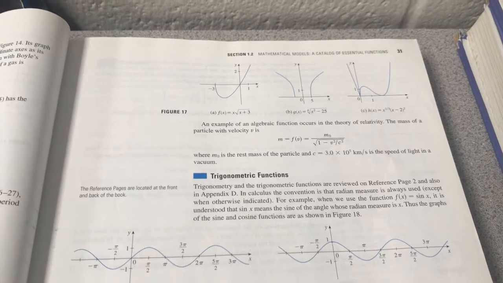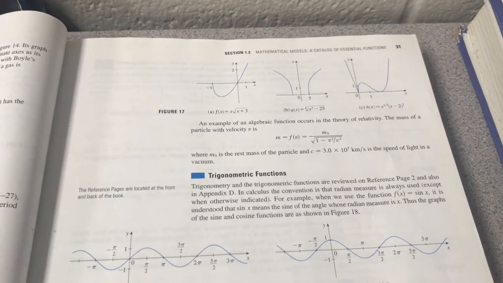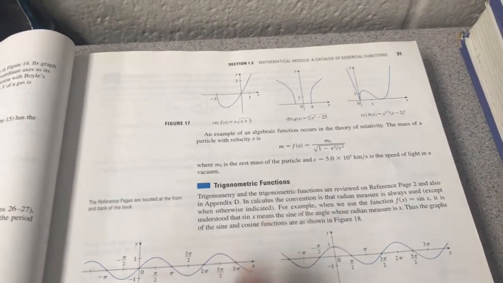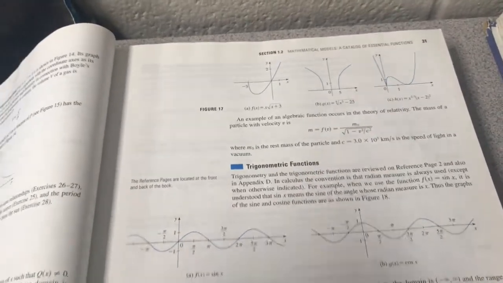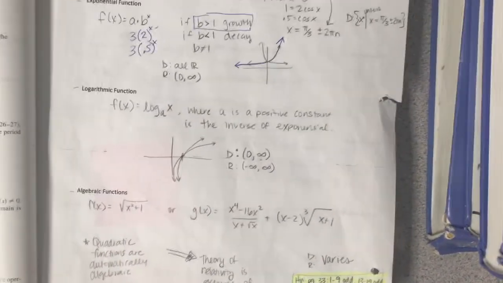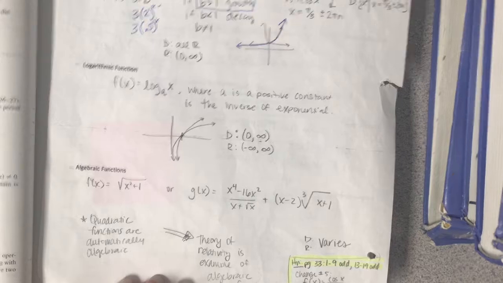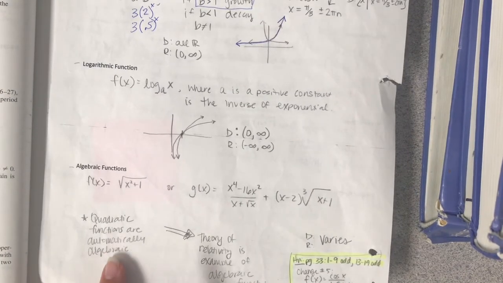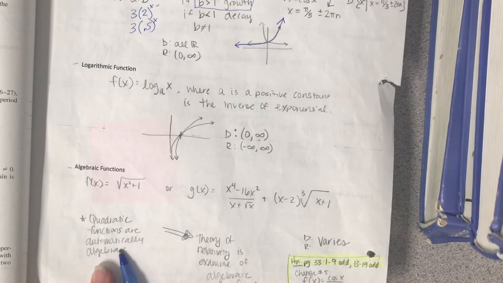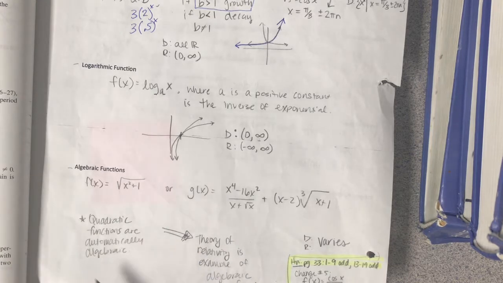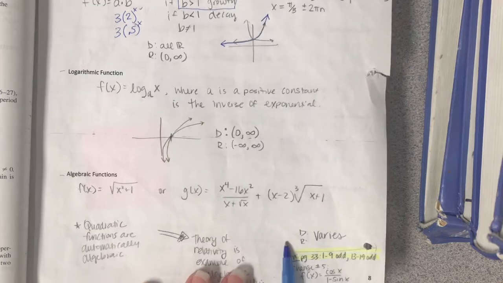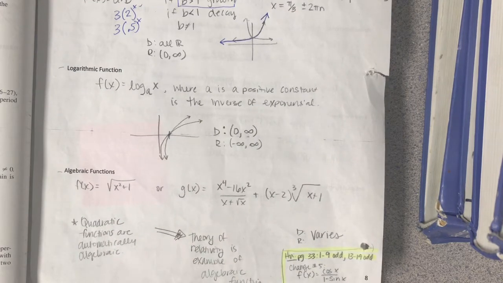And then you see here many different types of graphs. They have an example, the theory of relativity, which maybe ask Mr. Webster about if you have physics. I'm not going to claim to know a lot about that. All I did for my notes was write down some examples that they gave in the book. I also said quadratic functions are automatically algebraic. Your domain and range is going to vary based on what kind of function you have.